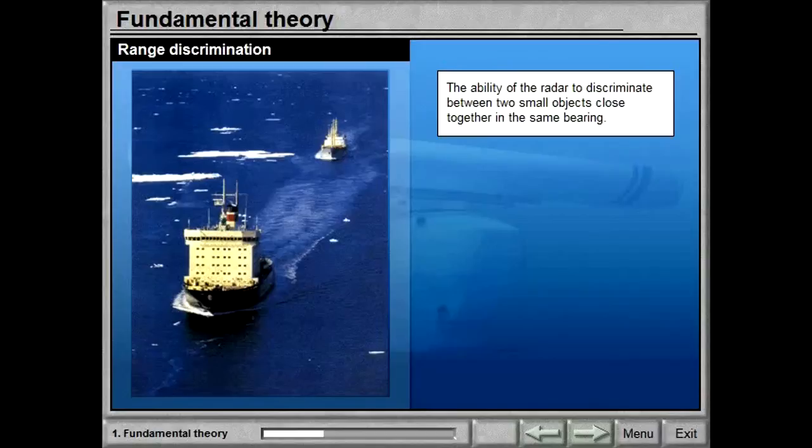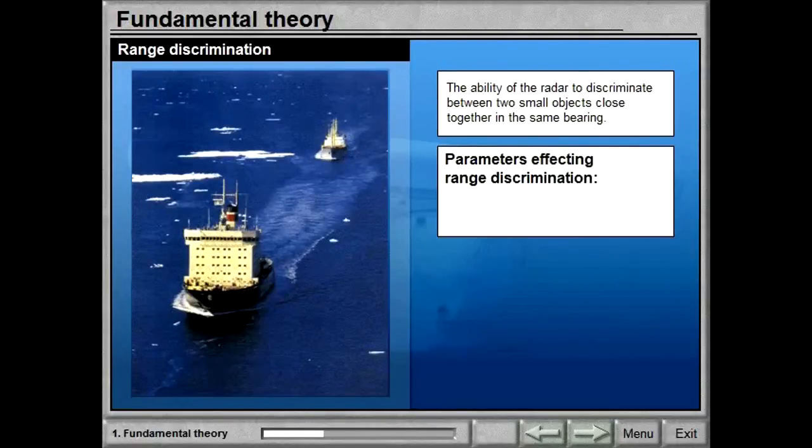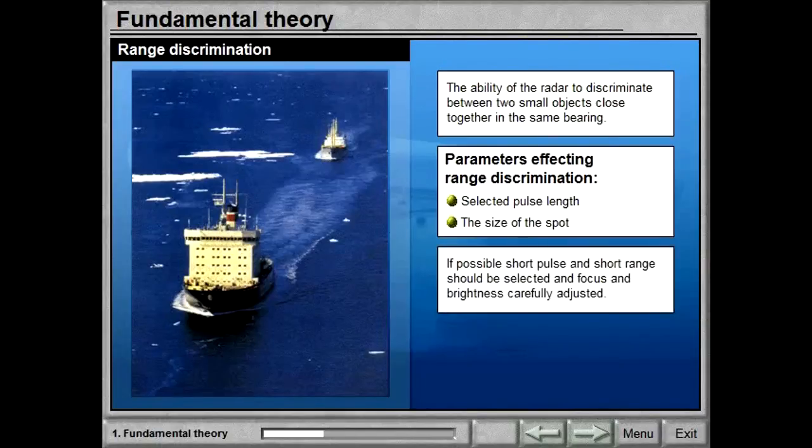Range discrimination is the ability of the radar to discriminate between two small objects close together in the same bearing. That is, display separate echoes. The further object must not be in the shadow of the nearer one. The most important parameters affecting range discrimination: selected pulse length, the size of the spot. If possible, short pulse and short range should be selected, and focus and brightness carefully adjusted.